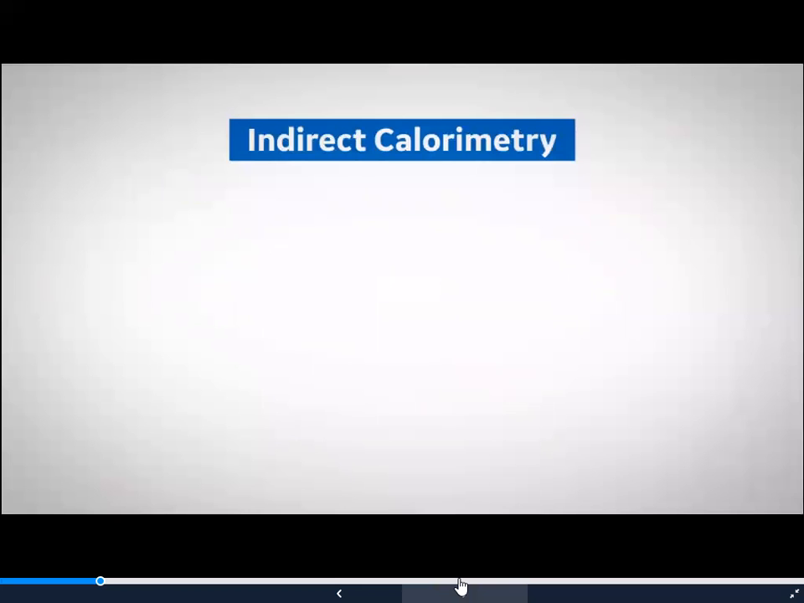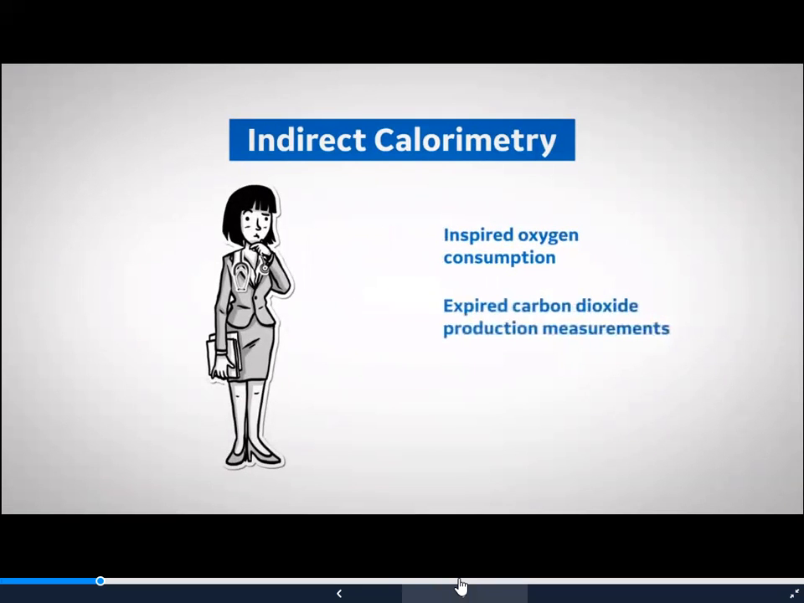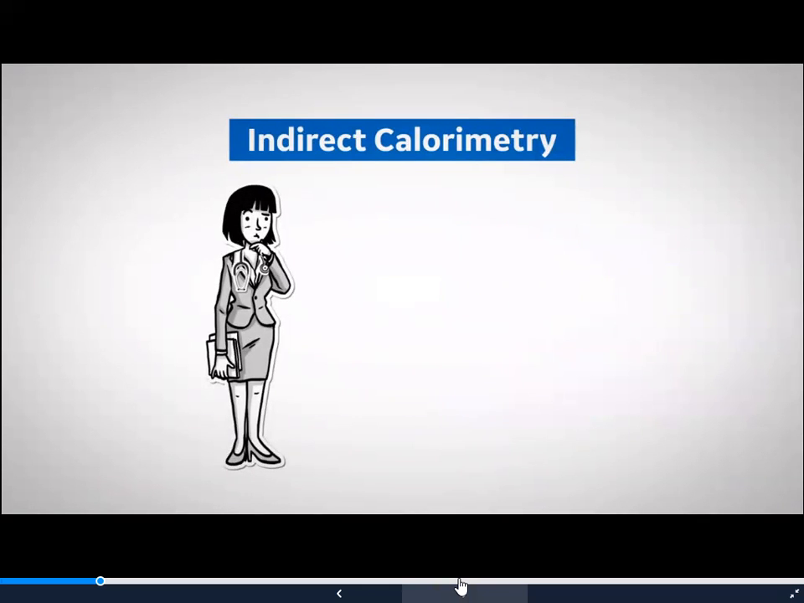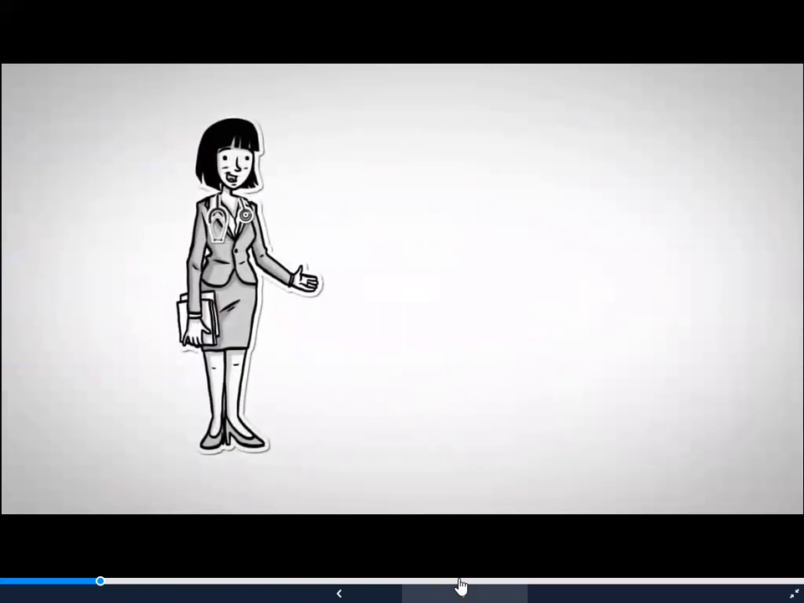Let's look at indirect calorimetry. First of all, what is it? Indirect calorimetry uses inspired oxygen consumption and expired carbon dioxide production to accurately calculate energy expenditure. The coolest thing about indirect calorimetry is it's a measurement, not an estimate. It's also objective and accurate because it's tailored to each patient. And it's not just me saying that.